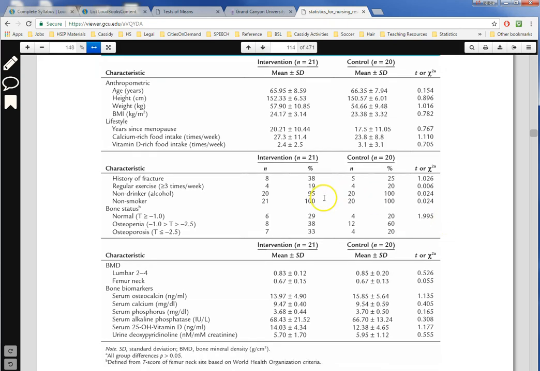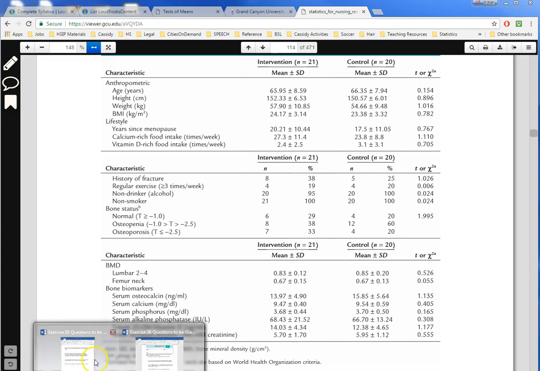So I'm looking for characteristics of the group like age, weight, BMI, lifestyle, diet, and I'm looking to see if they're similar or dissimilar. And so just look at this and apply that. What do you think about these statistics being reported here? Similar or are they dissimilar? And then come back to the question.